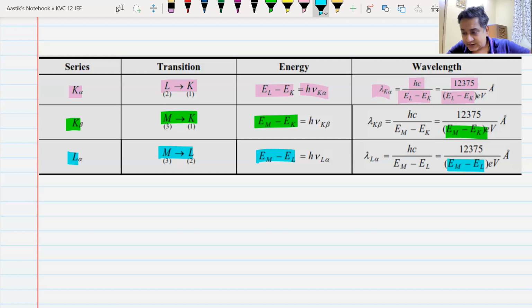Don't worry. You must remember K is the lowest level. Do we know this? Then it is L, then it is M, then it is N. That's it.